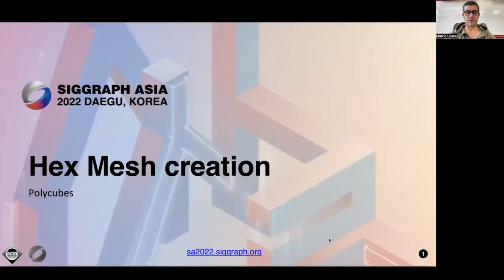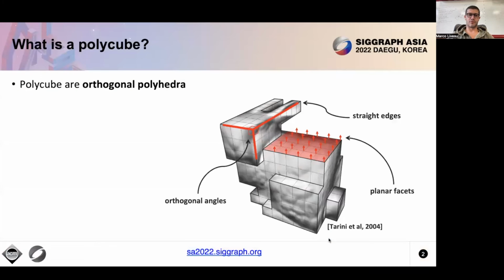Okay, so now we're going to talk about polycube methods. First of all, what is a polycube? A polycube is nothing but an orthogonal polyhedron, which means that it is a volumetric element in which all the angles between incoming edges are orthogonal, so 90 degrees. The edges are always straight lines, and the faces are always planar. These kinds of shapes were introduced in computer graphics for the purpose of texture mapping back in 2004 by Tarini and colleagues, and later on were used also for other applications. In particular, hexahedral meshing is one of the most prominent applications for polycubes.